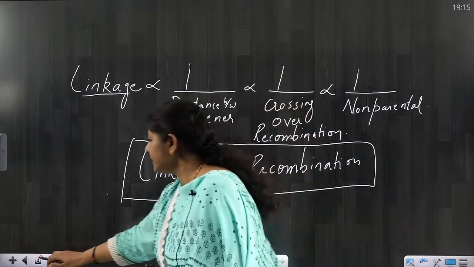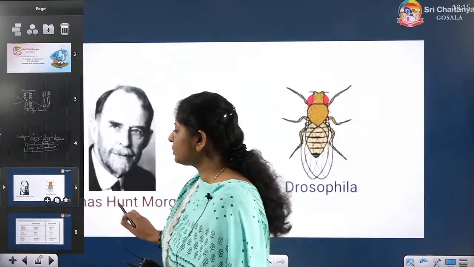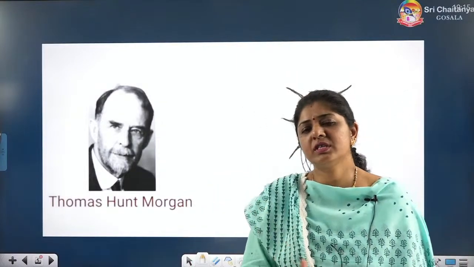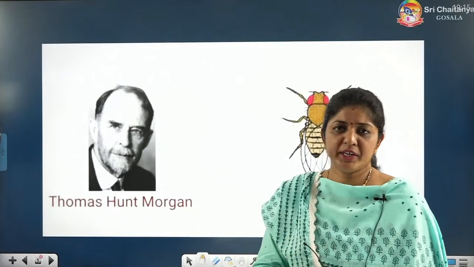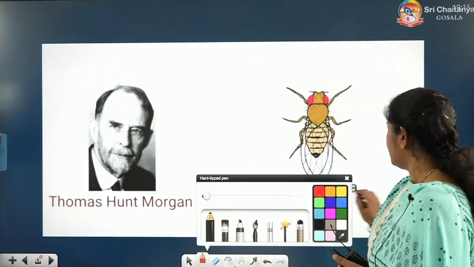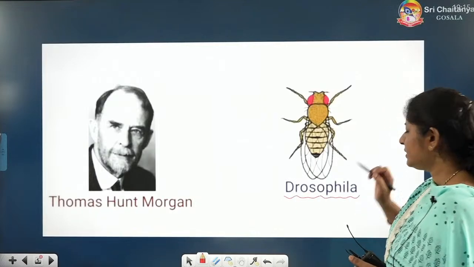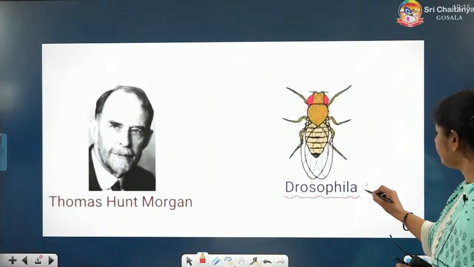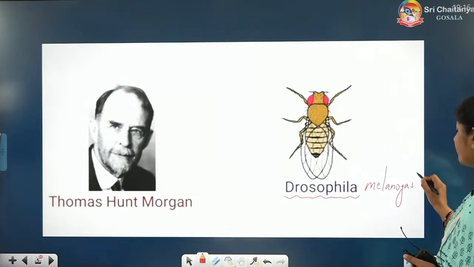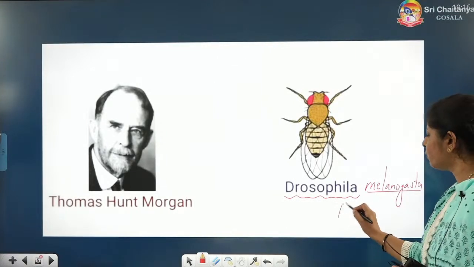Coming back to that scientist, what scientist did I discuss with you? Thomas Hunt Morgan, who had given this concept of linkage and recombination, and he did his work on the organism you call Drosophila. The complete name is Drosophila melanogaster. The common name you can call it is fruit fly as well.